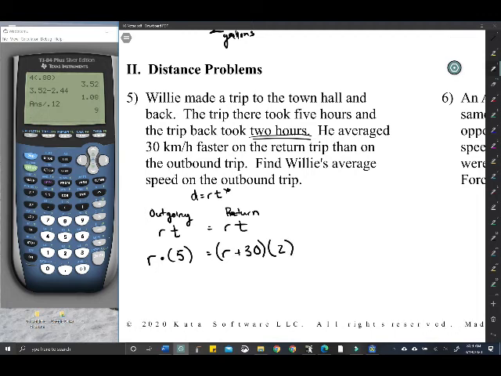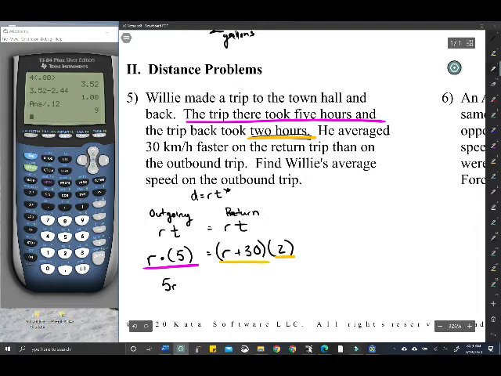Okay, so a lot going on, but notice the trip there. The trip there took 5 hours. Okay, that's this, and we don't know the rate. And the trip back took 2 hours, and he averaged 30 kilometers faster. So it's the rate plus 30. Once you have it set up, it's just solving.